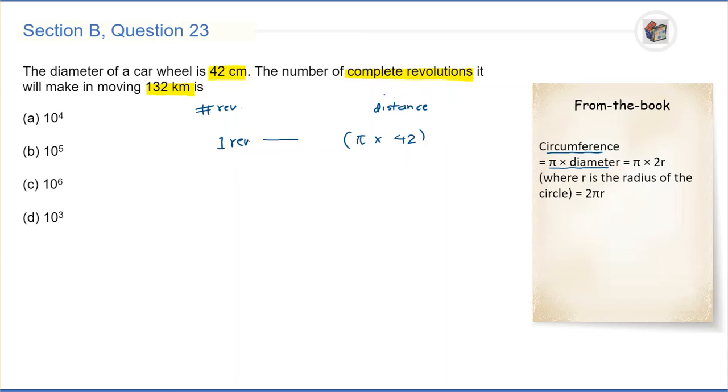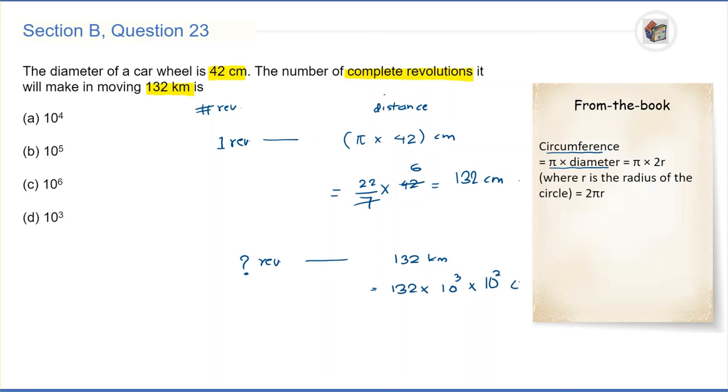So if this is still in centimeters, let's see how we can simplify this. Just take pi as 22 by 7. This cancels out very nicely. 132 centimeters covered each revolution. Now the question is, if the distance is 132 kilometers instead of centimeters, how many revolutions is it going to be? So you can use unitary method here. First of all, you can see how many centimeters this is. This is 1 kilometer, first of all, goes to a meter with 3 zeros, and then a meter goes to centimeter with 2 zeros, like this. So this is 132 times 10 to the power 5 centimeters.